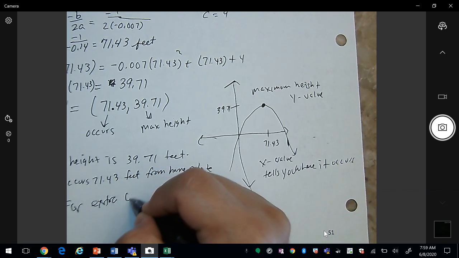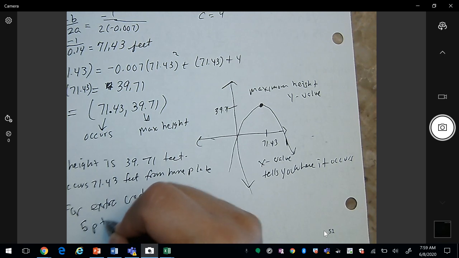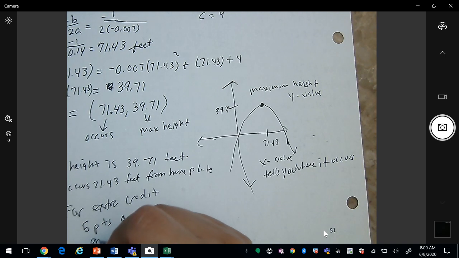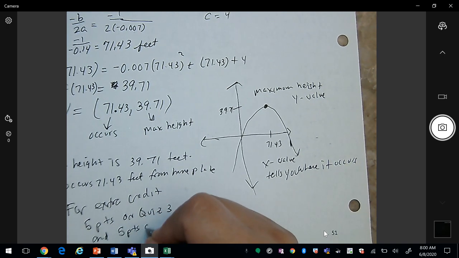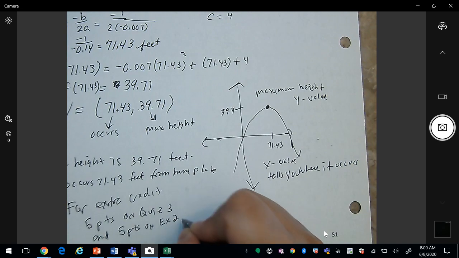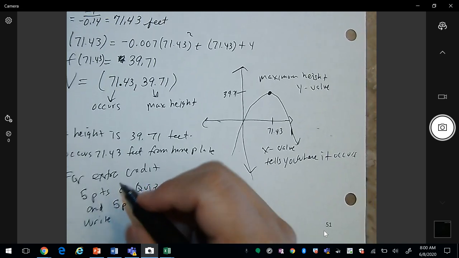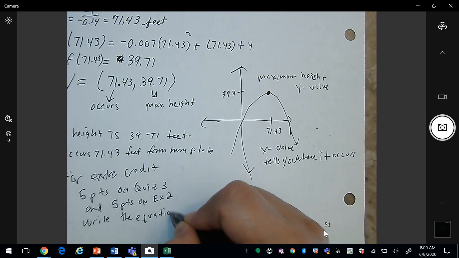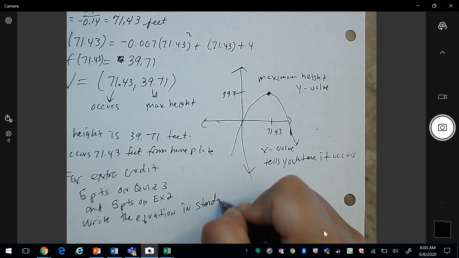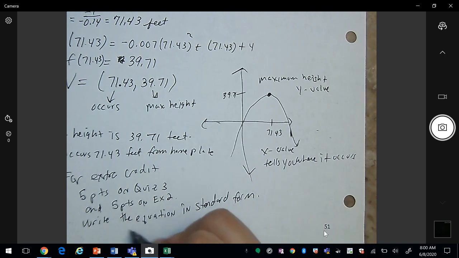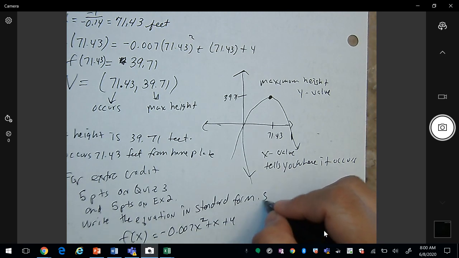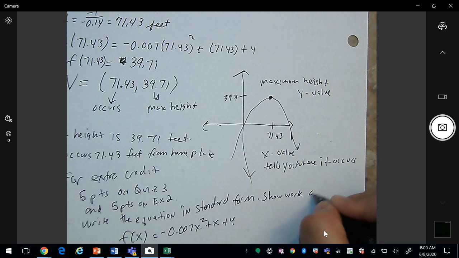For extra credit, 5 points on quiz 3 and 5 points on exam 2. Write the equation in standard form. Okay, show your work and graph.